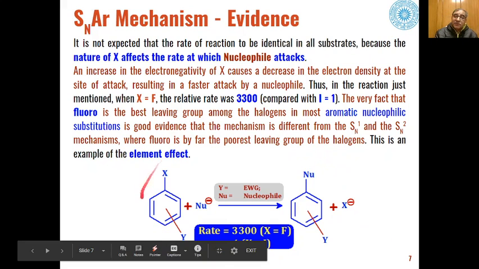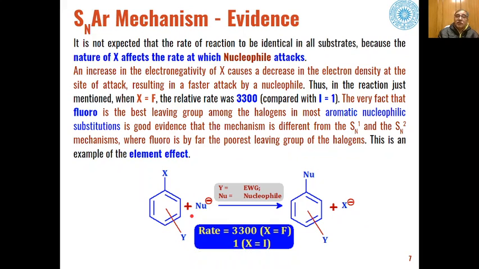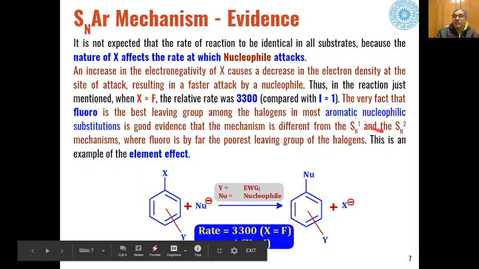So on the basis of this evidence also we can tell that the mechanism followed in aromatic halogen compounds is different from aliphatic halogen compounds, which follow SN1 and SN2 type of mechanism.